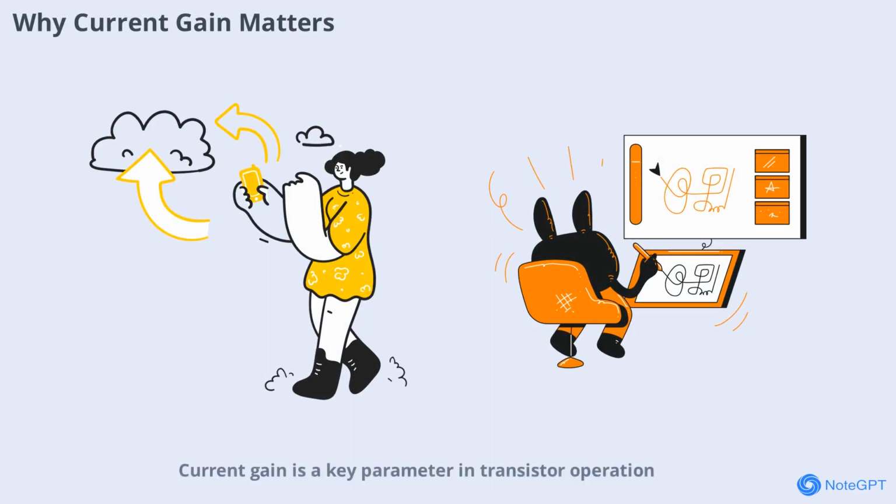Current gain is a key parameter in transistor operation. It determines how much the input current is amplified at the output. High current gain means a small input can control a much larger output, which is the essence of amplification. This property is what makes BJTs so valuable in audio, radio, and signal processing circuits.